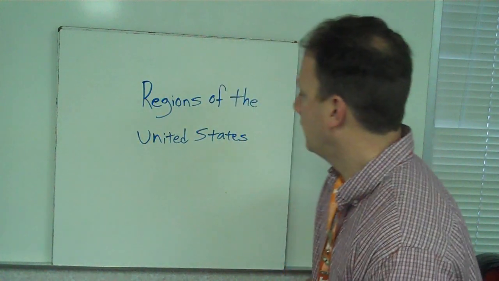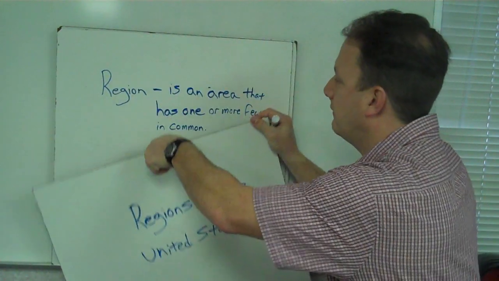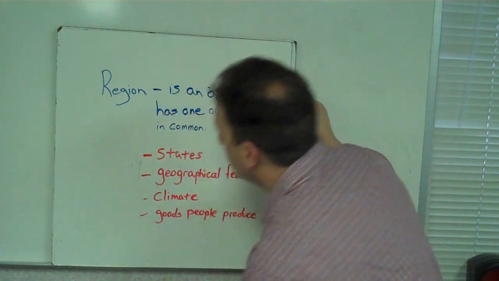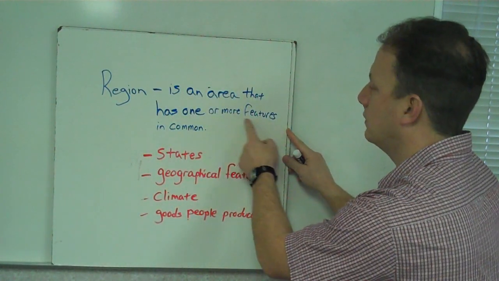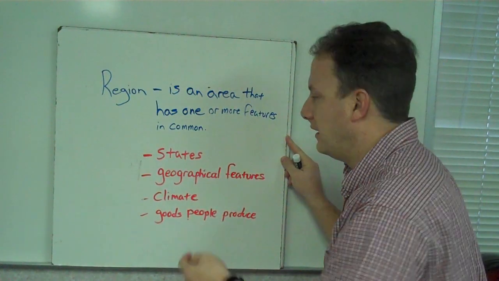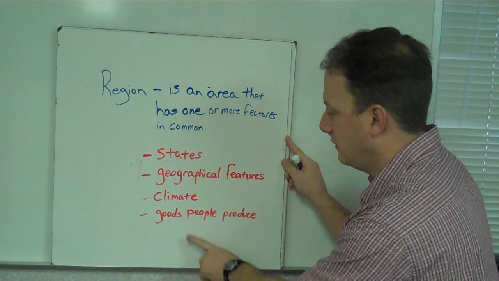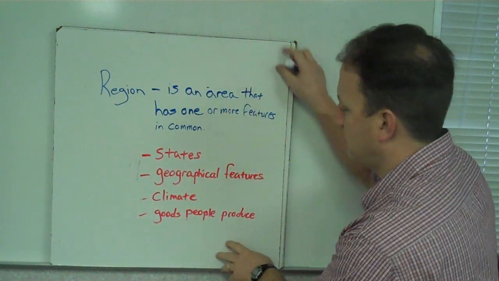Okay, in this lesson today we're talking about the regions of the United States. First we need to identify what is a region. A region is an area that has one or more features in common. Regions can be divided into states, geographical features, climates, goods people produce.